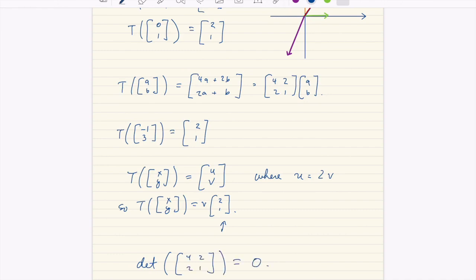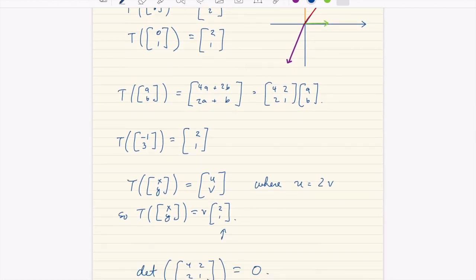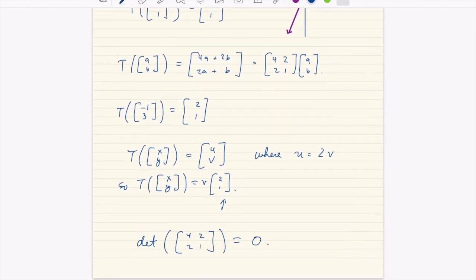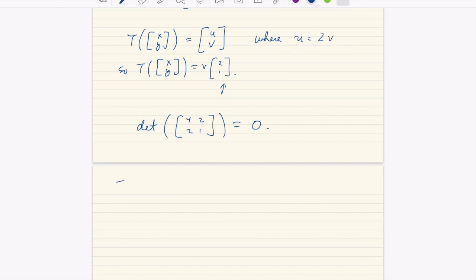And so that tells us that our images are not going to be everything in R2. Our determinant is 0, so that tells us that we're going to have either a 0-dimensional or a 1-dimensional subspace. Just for full clarification, the only transformation that gives us a 0-dimensional vector space is where T of v is just always 0. No matter what your input is, your output's always 0.